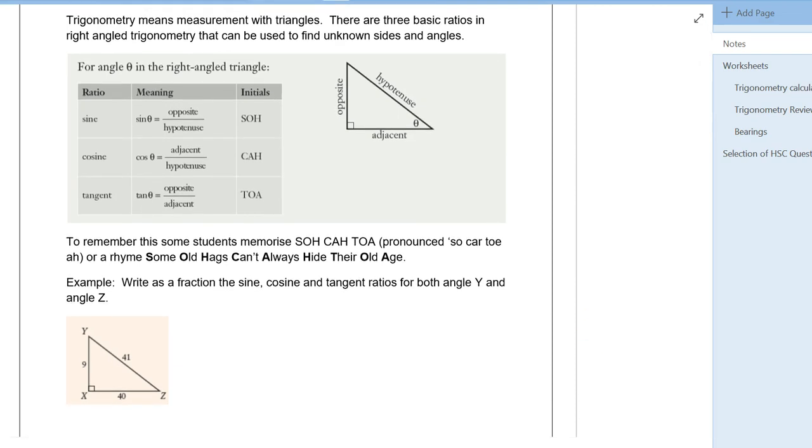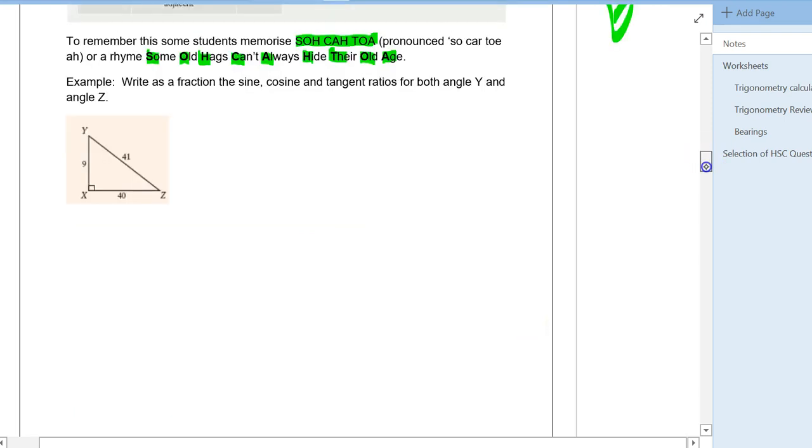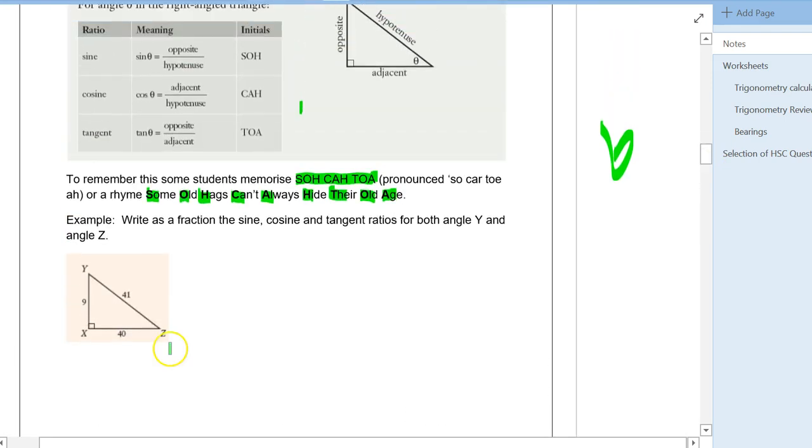Now we know that we can remember these by SOHCAHTOA or "some old hags." So sine is opposite over hypotenuse, "can't always hide their old age." There's a whole lot of other rules that help you remember it, but that's the one that I remember it with. Now let's have a look at this example.